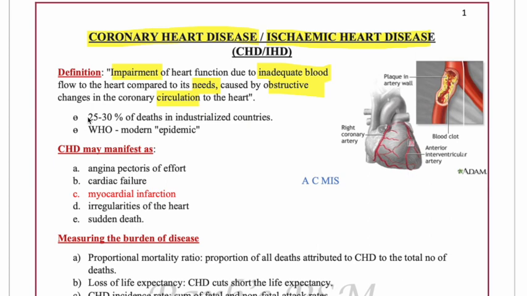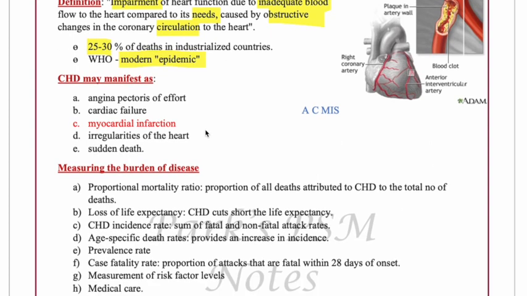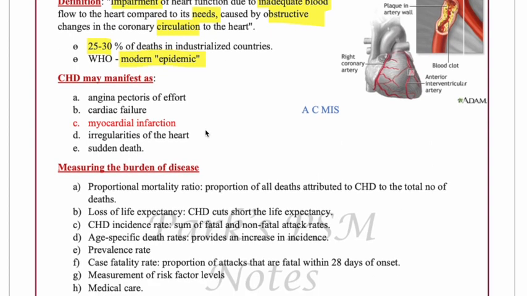CHD causes 25 to 30% of deaths in most industrialized countries. Maybe because of that, WHO called CHD a modern epidemic. So, next is how CHD is manifested, or what are the signs of CHD. CHD may manifest as angina pectoris of effort, cardiac failure, myocardial infarction, irregularities of the heart, and sudden death.